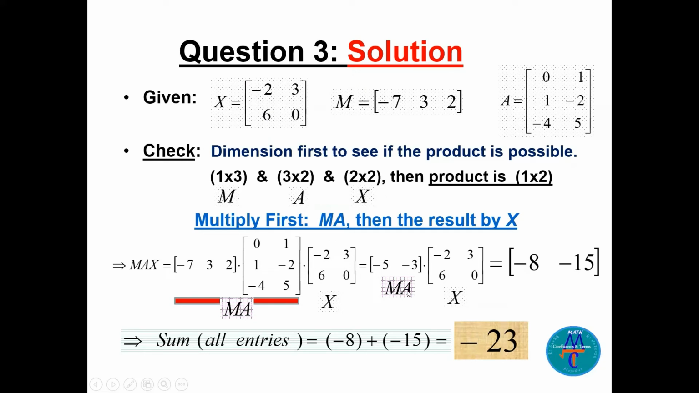So this is MA. MA times the X. X is the first one here. So row by the column, you get minus 8, minus 15. This is the matrix MAX. The sum of all entries: minus 8 plus minus 15, minus 23.